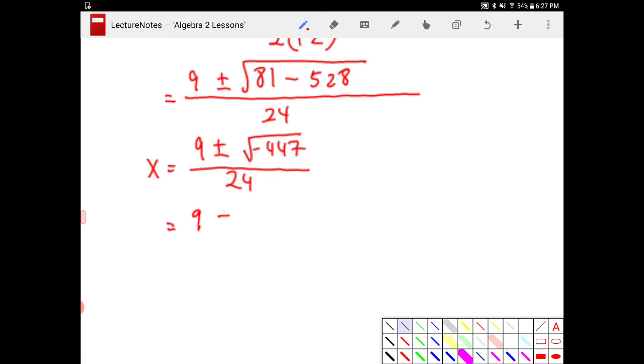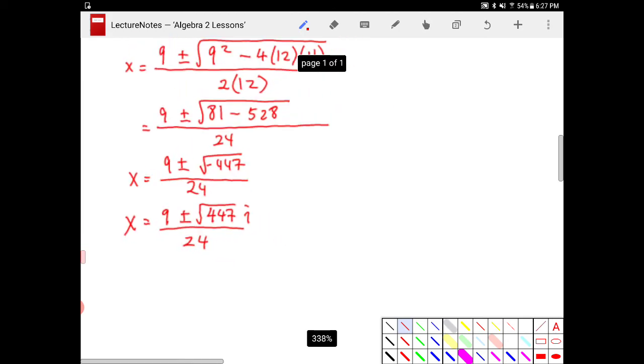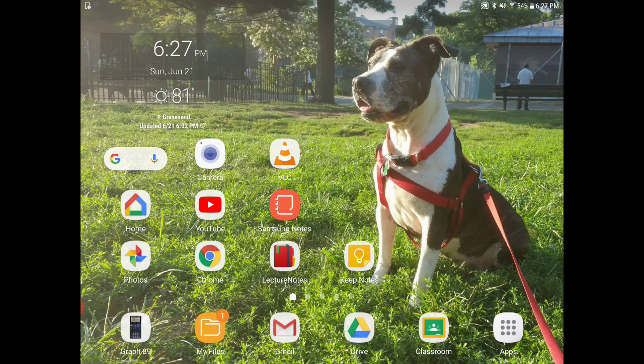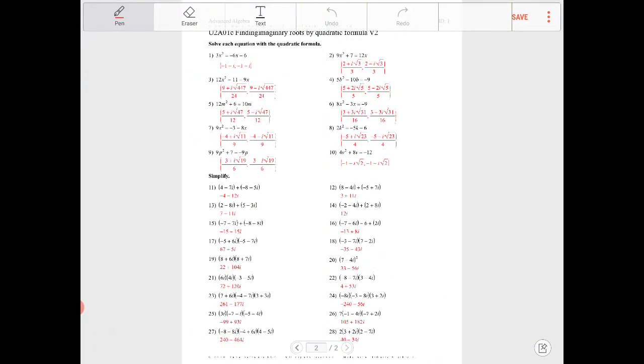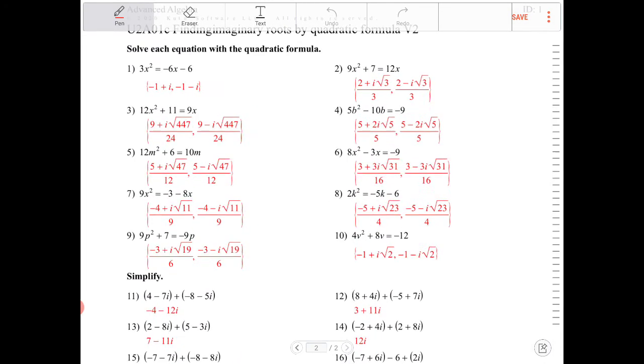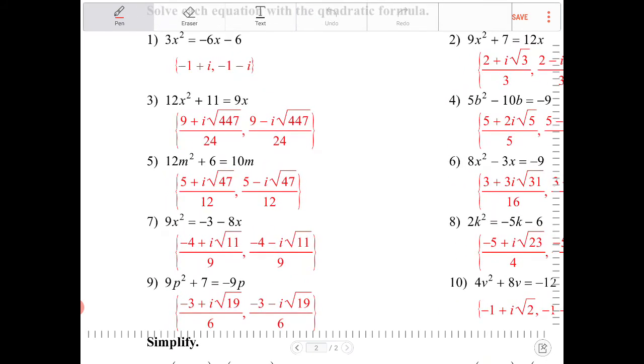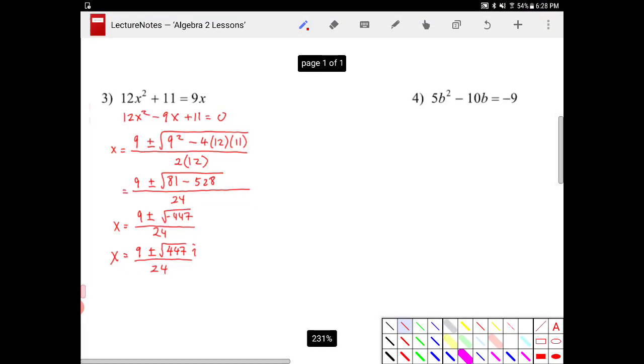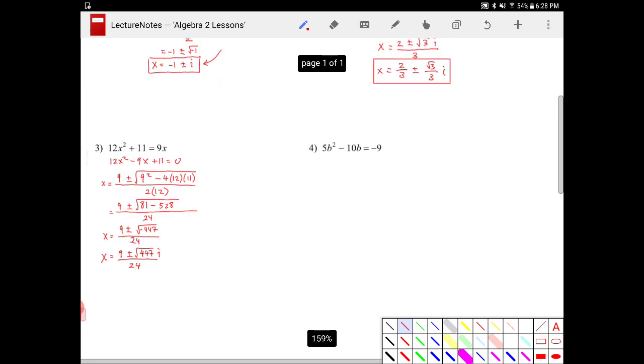So we have 9 plus or minus the square root of 447 i, all over 24. Okay, and that's our x value there. I'm just going to double check that. Let me see here. Question number 3. It is. So we got it right. Okay, all right. So let's maybe do one more, and then we'll close the video.